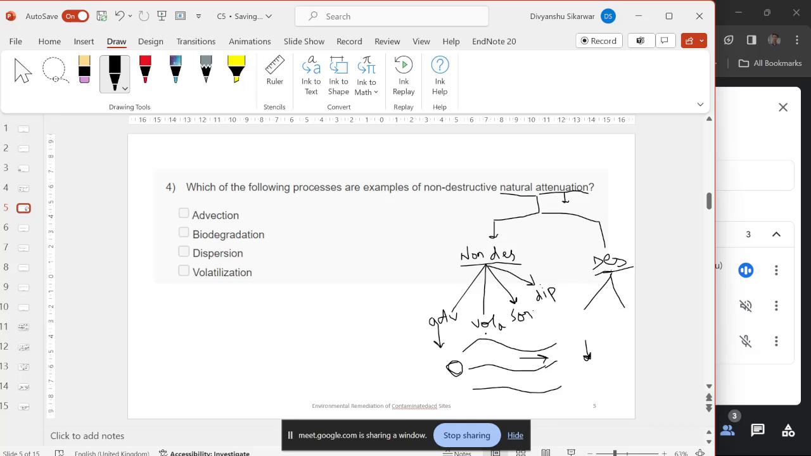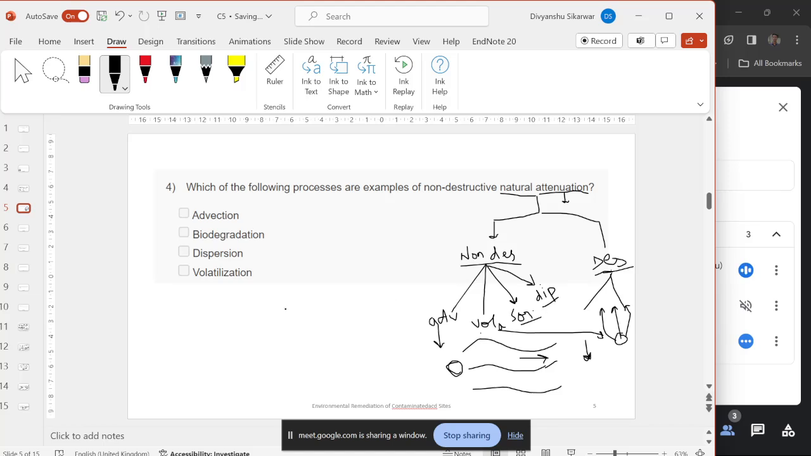And volatilization is when a certain compound present in a solid or liquid state is coming into the gaseous state. That is also one way to reduce concentration in a particular system. Absorption we discussed, and then dispersion.